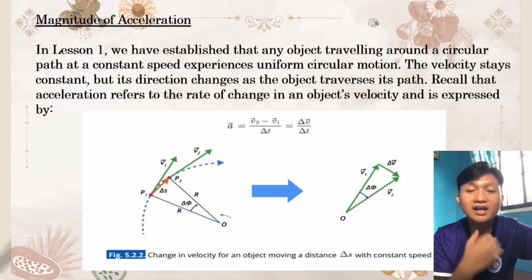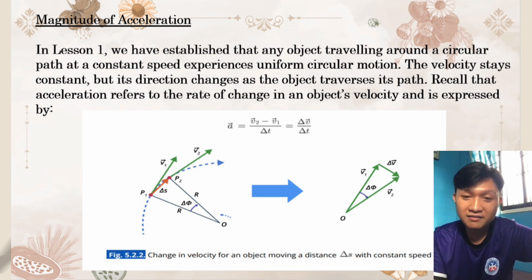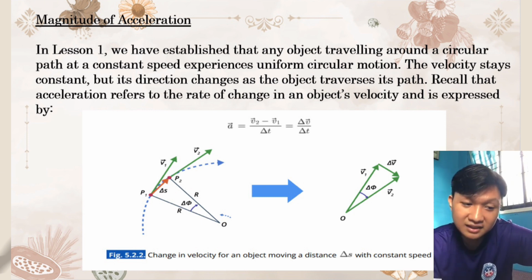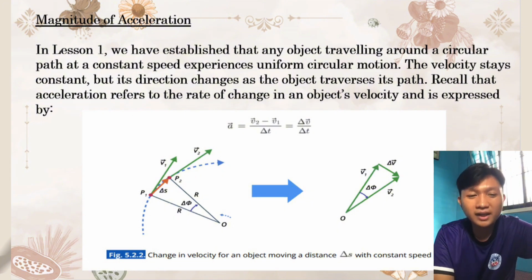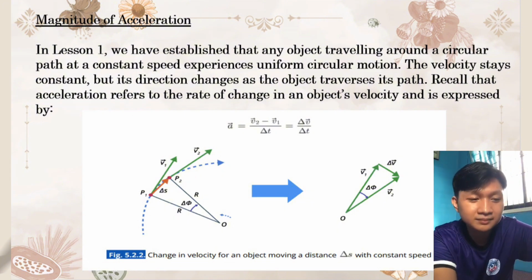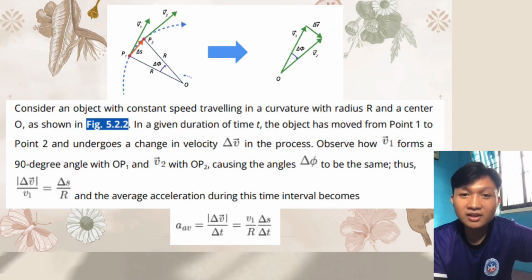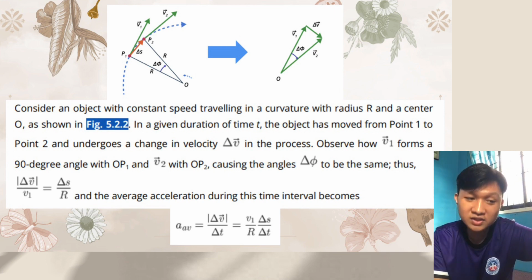So, makita ninyo sa image, figure 5.2.2. As you can see, that is the change in velocity for an object moving a distance. It's medyo challenging and complicated, pero trust me, dali ra ni. So, consider an object with constant speed traveling a curvature with radius R and center O, as shown in figure 5.2.2. In a given duration of time t, the object has moved from point 1 to point 2 and undergoes a change in velocity.